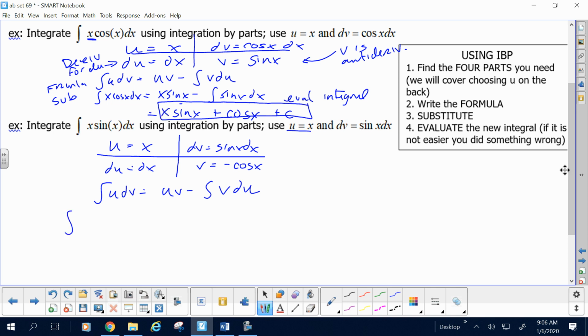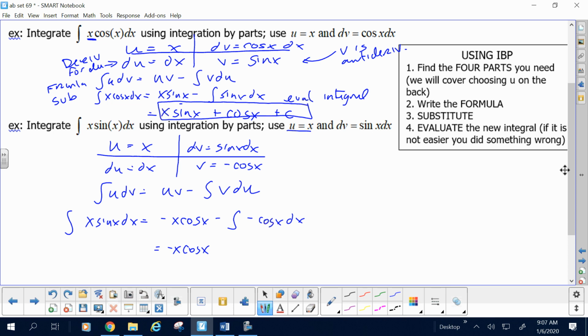u dv is the problem. So it's x sine of x dx. Use the table to fill in the right side. What's uv? x negative cosine of x. Let's put the negative out front, so it's negative x cosine of x, minus the integral of v du: negative cosine of x dx. Okay? Now the left side is the problem, so we're not going to touch that. But the right side is where we're going to get our answer.